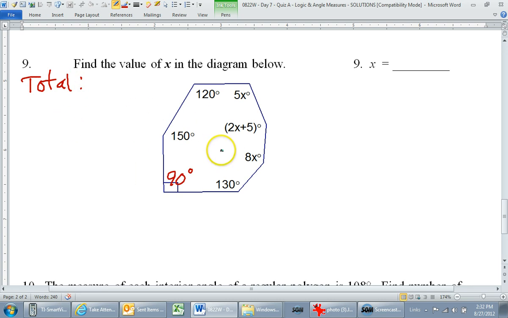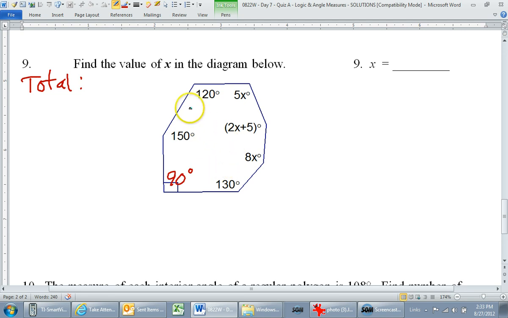If we're talking about interior degrees, how do I find the total degrees in here? Anybody? Maria? I'm going to be adding them all up, but how do I find what they're going to be set equal to? Number of angles minus 2 times 180. That formula that we're doing all the time is meant to give us the total degrees inside any shape.